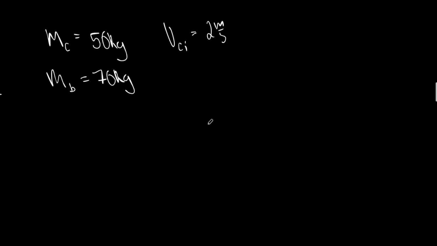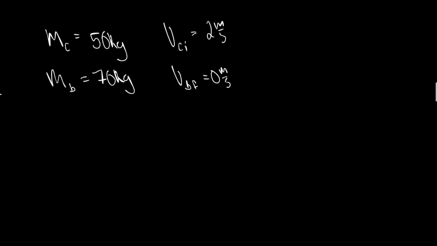However, we're not told about the boy's initial velocity, but we are told about the boy's final velocity when he jumps off the cart, which we'll represent as v sub b, final, and it is equal to 0 meters per second. And we know that because we're told that he jumps off with zero velocity.